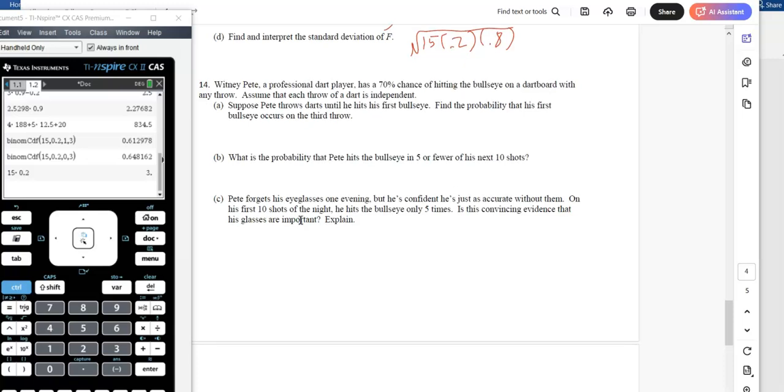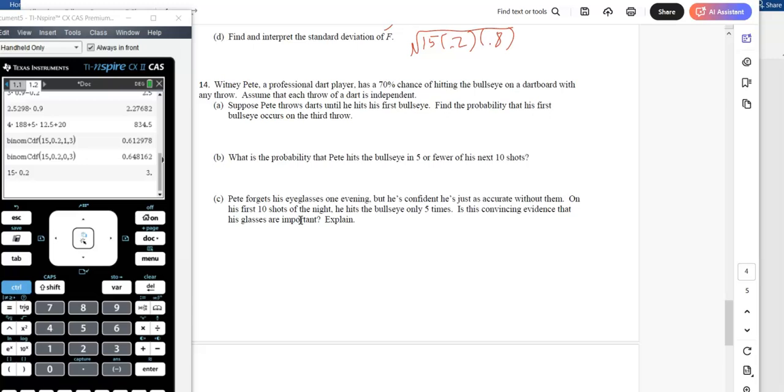Whitney Pete, a professional dart player, has a 70% chance of hitting the bullseye on a dartboard with any throw. Assume that each throw of the dart is independent. Suppose that Pete throws a dart until he hits his first bullseye. Find the probability that his first bullseye occurs on the third throw.